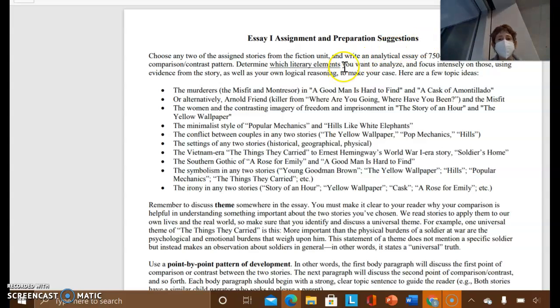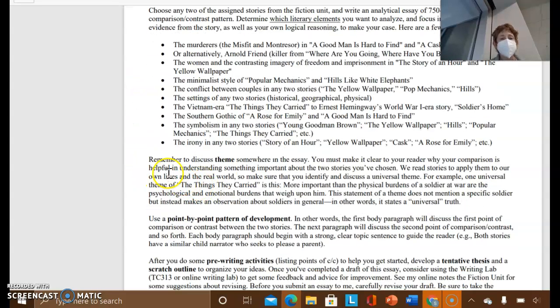Determine which literary elements you want to analyze and focus intensely on those, using evidence from the story as well as your own logical reasoning to make your case. Here are a few topic ideas. You can read them to yourself. Remember, during this assignment, to discuss themes somewhere in the essay.